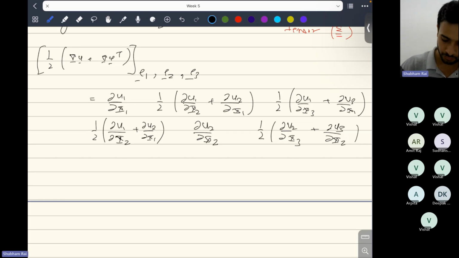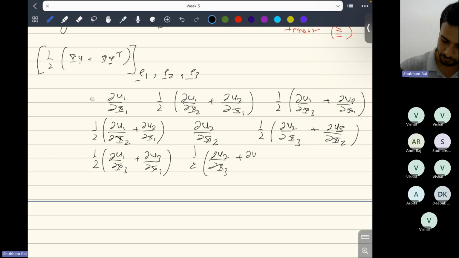In the third row, the first element is half of del u1 by del x3 plus del u3 by del x1. The second element is half of del u2 by del x3 plus del u3 by del x2. And the last element is del u3 by del x3. So this is the whole infinitesimal strain tensor that you have.